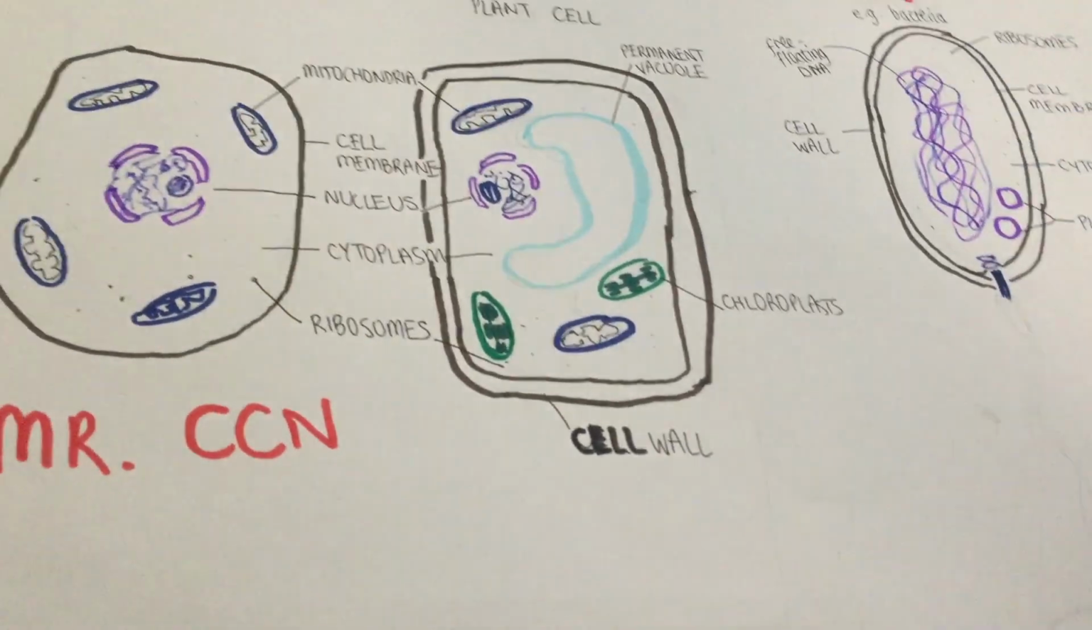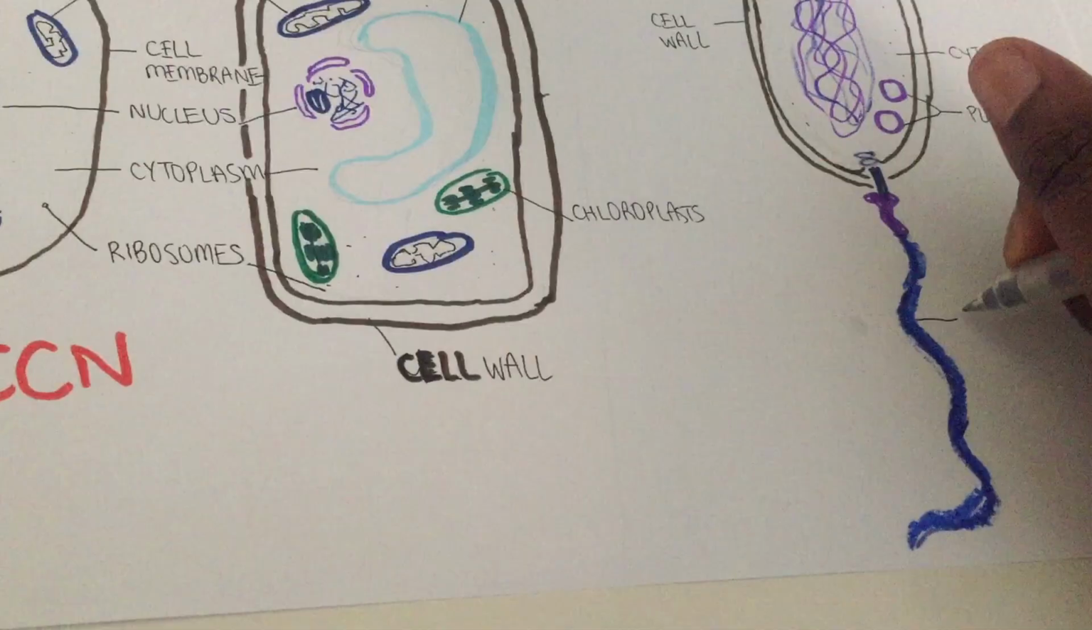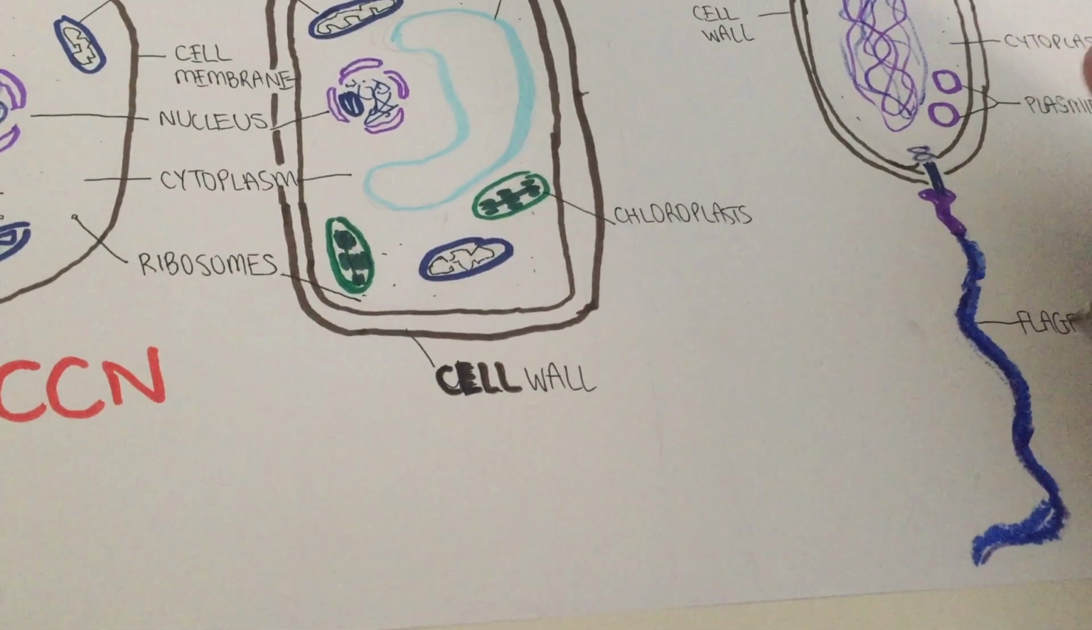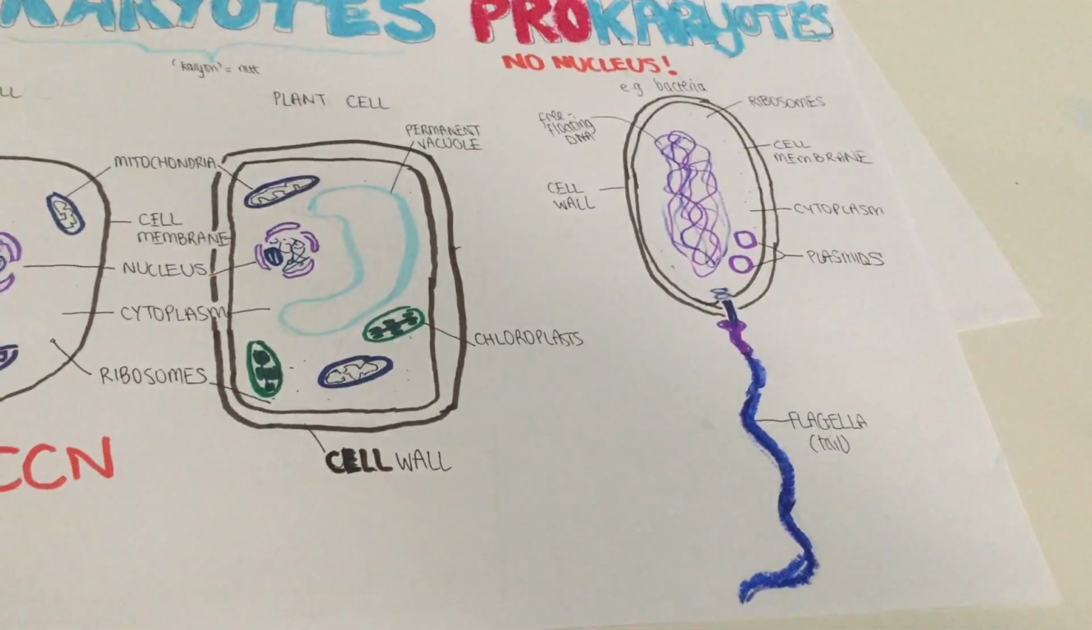Bacteria also have a long appendage or tail that allows for whip-like motion, propelling the bacteria forward. This is known as the flagella, which is derived from the Latin word flagellum, which means whip.